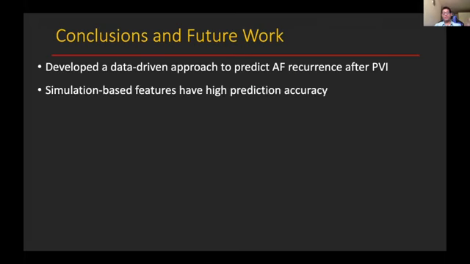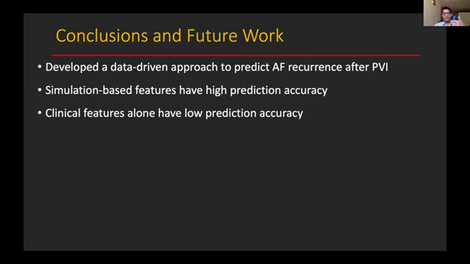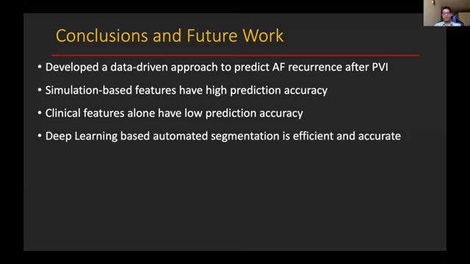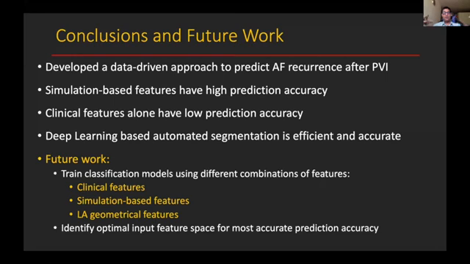We also found that simulation-based features from our virtual heart technology have very high prediction accuracy, and clinical features alone were not able to predict recurrence after PVI with that much accuracy. We also showed our deep learning based automated segmentation technique, which is very fast and accurate. In future, we are trying to combine all the clinical features, simulation features, and geometry-based features, and identify an optimum combination that gives the highest prediction accuracy and can be translated into a clinical tool.